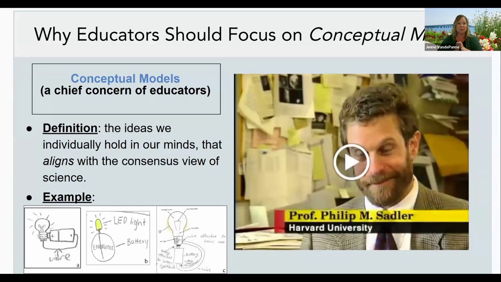All right, so you guys talked about all sorts of different models. What we are focusing on is that conceptual model, the ideas that we individually hold in our minds that align with the consensus view of science. And you can see on the screen here an example of different levels of these conceptual models represented in a way we call making the thinking visible. You may have heard that. We have examples here, something super elementary and getting a little more detailed. And then you can see that last model there is more process-based, but more complex, still making that thinking visible.